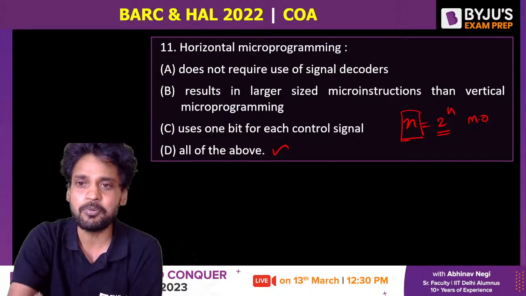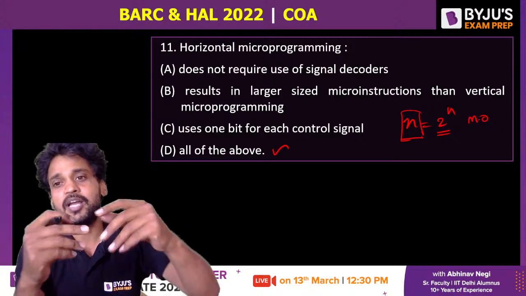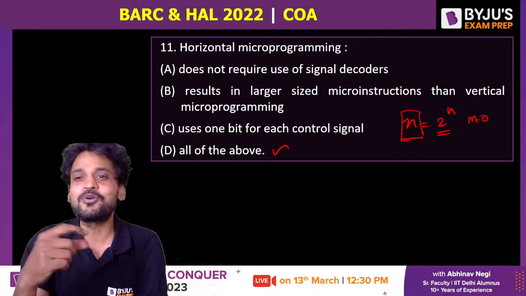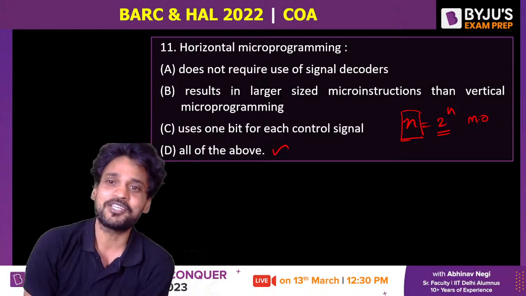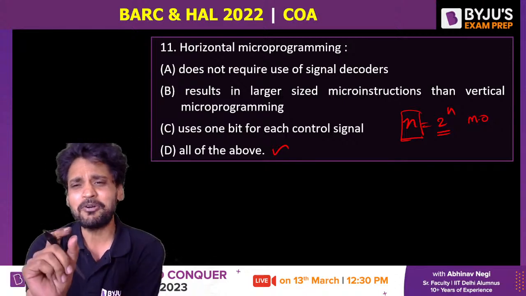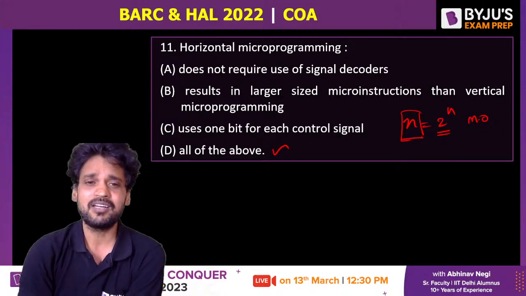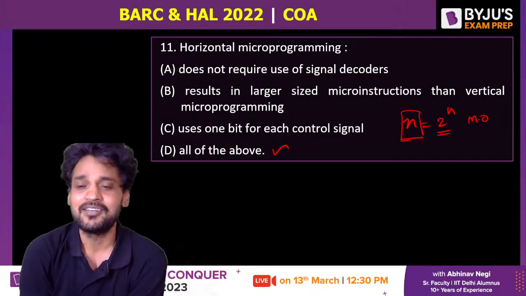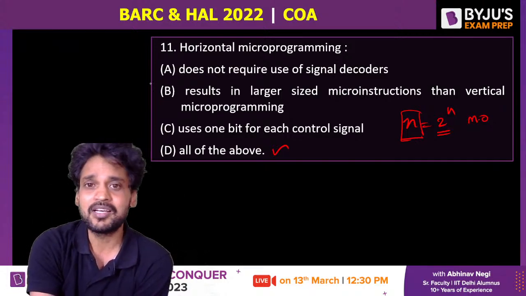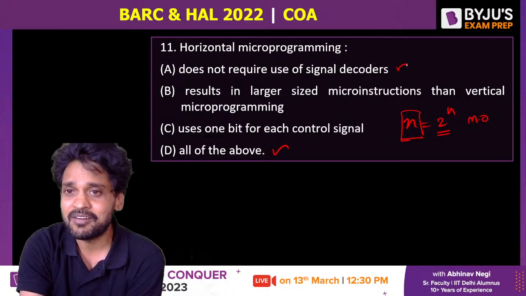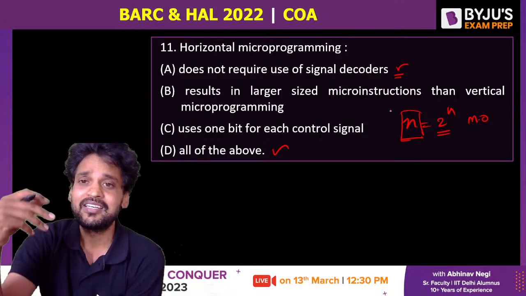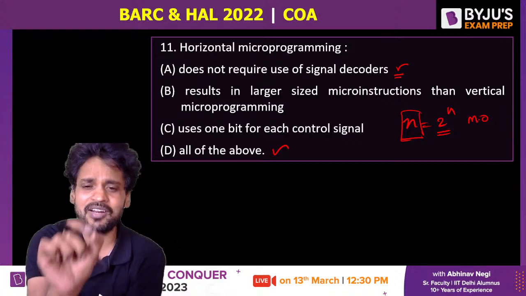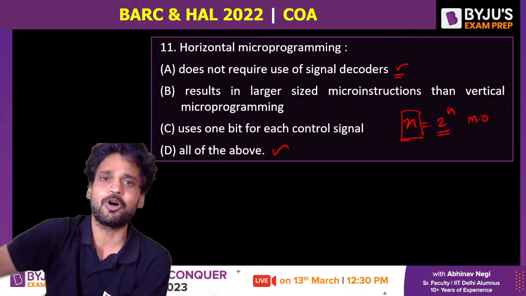But horizontal microprogramming, that's it. We need to turn the world upside down to design a micro operation. It is purely because every micro operation requires a separate bit. We need to collect more bits to design the control memory. So it does not require use of a signal decoder. A decoder will be used only if the signals are encoded. We don't use encoders or decoders. Every bit represents a separate micro operation.